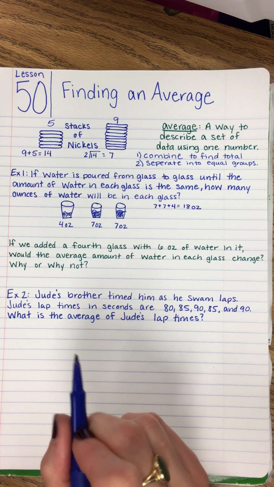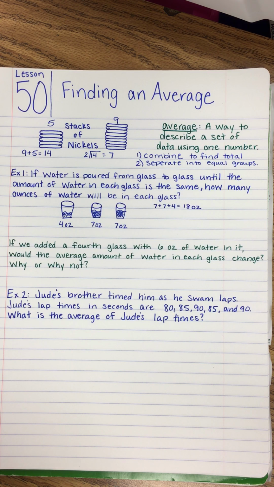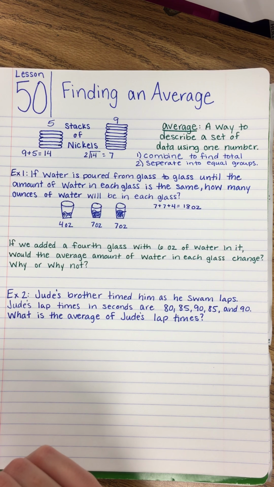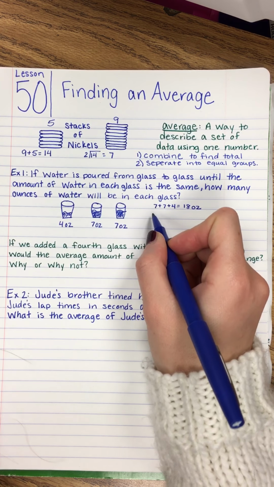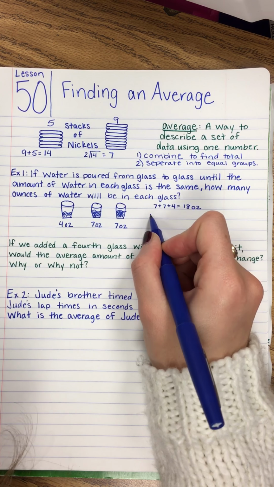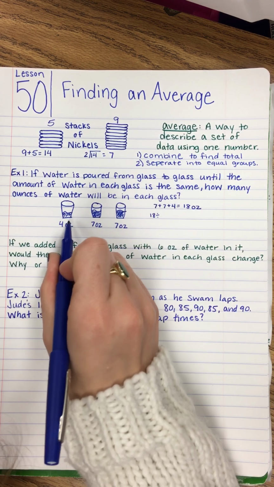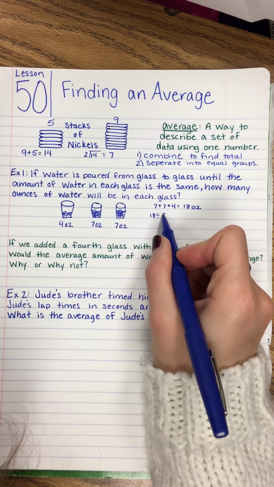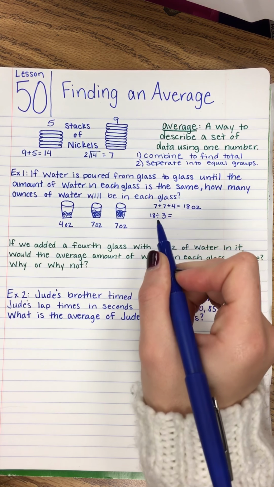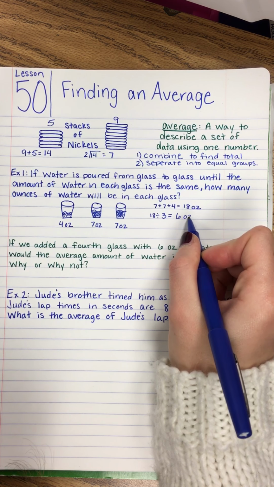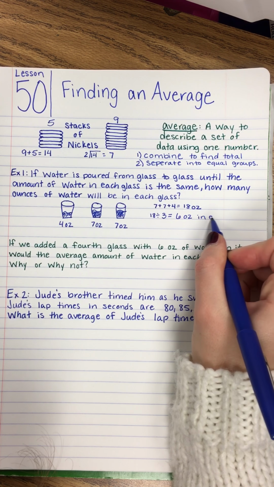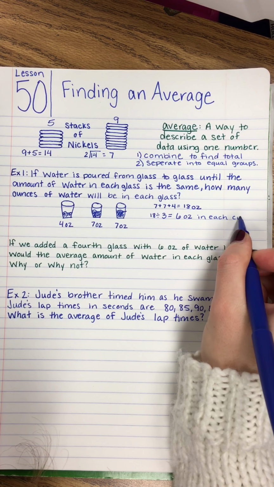Finding the amount for each glass is an equal groups problem. Equal groups problems have multiplication patterns, so we have to divide in order to undo the multiplication. So we do 18 divided by how many glasses there are, which is 3, to find out that the average would be 6 ounces in each cup.